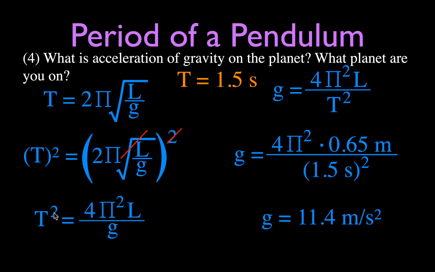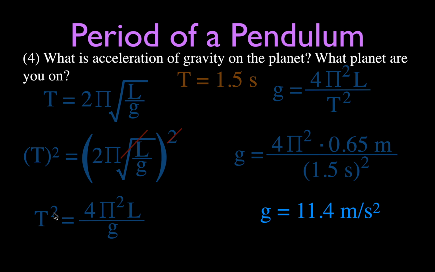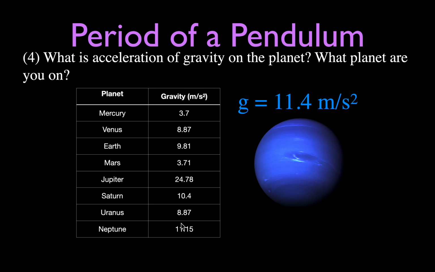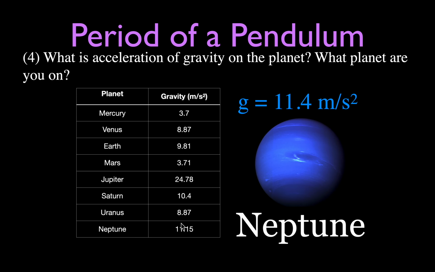Now, is there a planet in the solar system that has that acceleration due to gravity, that gravitational field strength? Well, we can look at a table, and you can see that we would be here probably on Neptune, like that. There's Neptune. And now, of course, Neptune is a gaseous planet, so you can't really be on the surface of Neptune. But if you could, that would be the acceleration due to gravity, and that's what your pendulum would be doing on Neptune. Okay, so those are the problems for the pendulum 1 through 4.